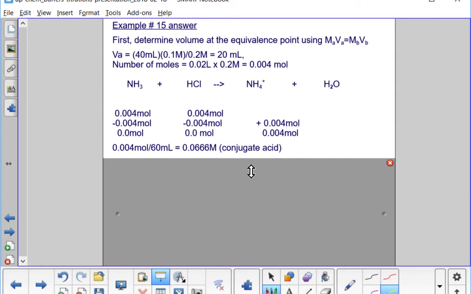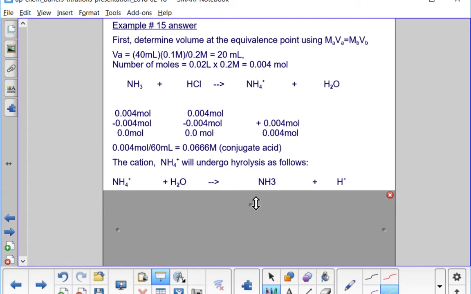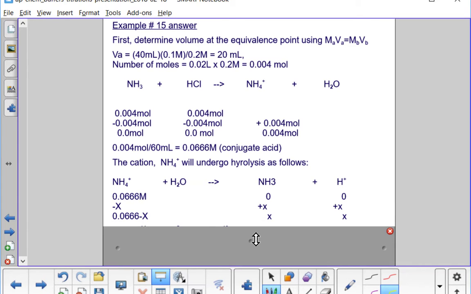Now, that NH4+ will undergo hydrolysis. Here's the hydrolysis reaction. So we can create an ICE table to think about what happens at equilibrium. We start with a known amount of NH4+. We use some of it to create NH3 and H+. And we can write a Ka expression. This is an acid, so we have to write a Ka expression.